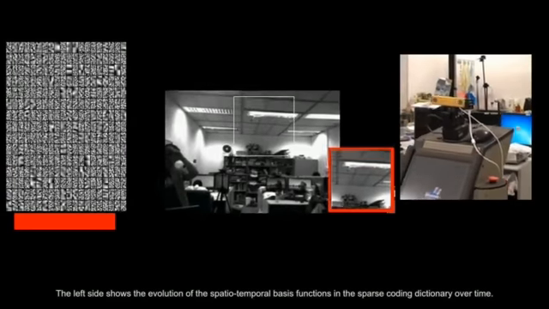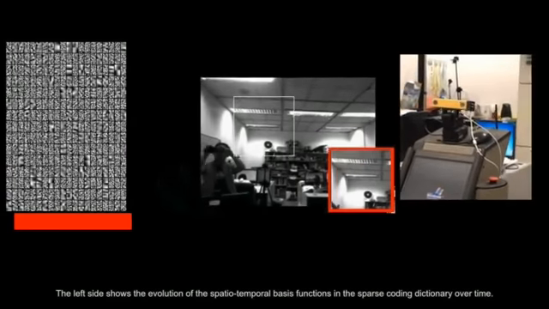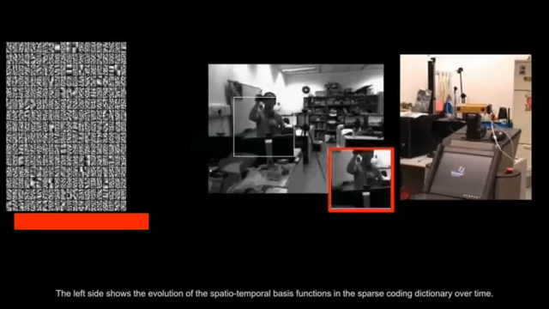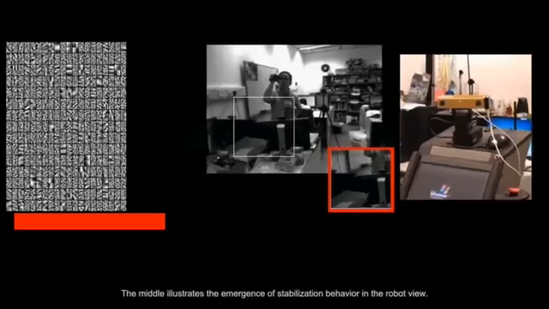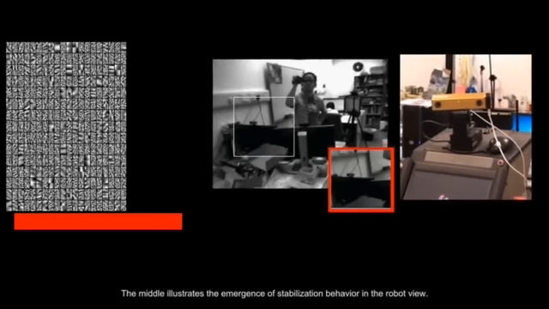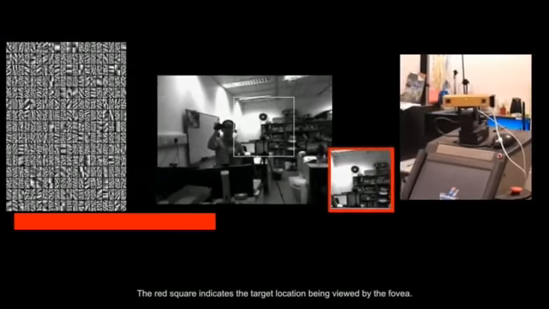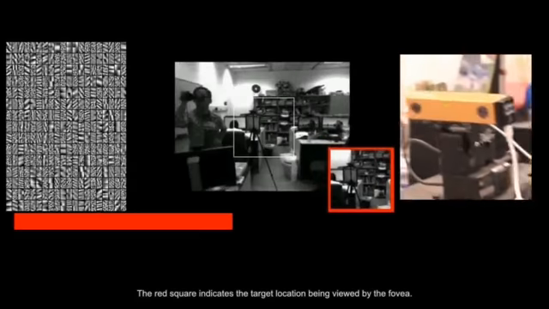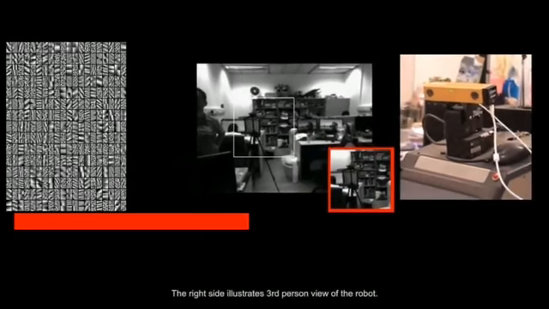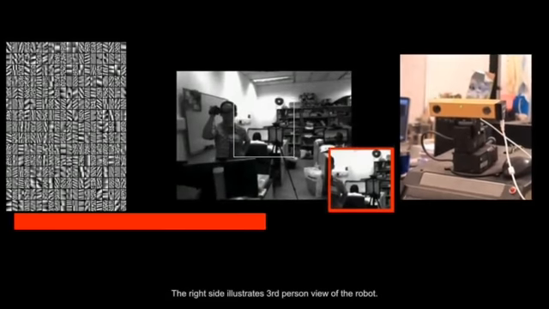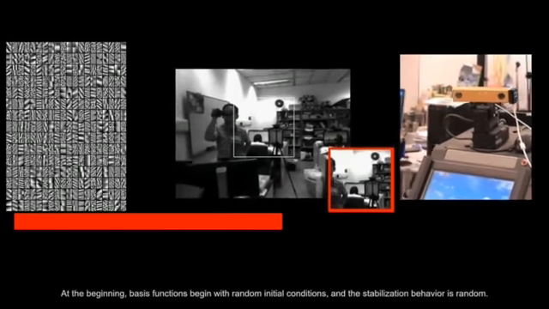The left side shows the evolution of the spatial temporal basis functions in the sparse coding dictionary over time. The middle illustrates the emergence of stabilization behavior in the robot view. The red square indicates the target location being viewed by the fovea. The right side illustrates a third-person view of the robot.